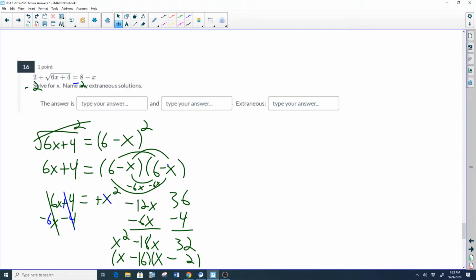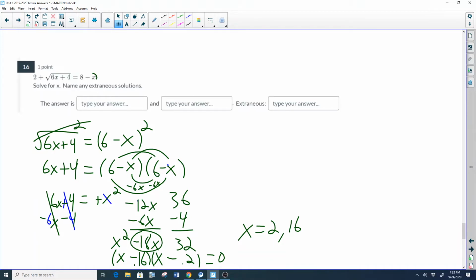Both are going to have to be negative to reach negative 16 with negative 2, which is going to give us that negative 18. So set them both equal to 0, and we get 2 solutions that are not negative. It's a positive 2 and 16. Then we plug that back into the original to see if it actually works.